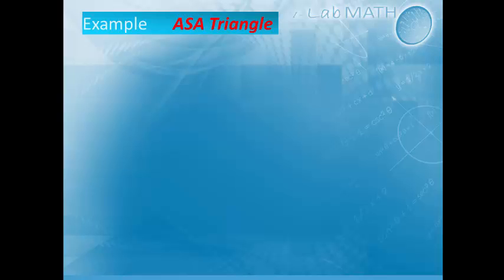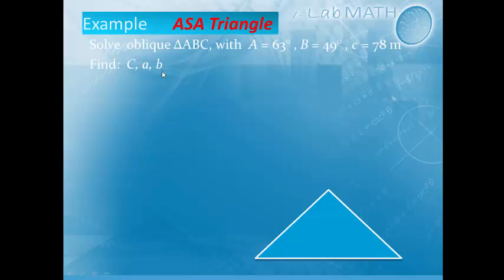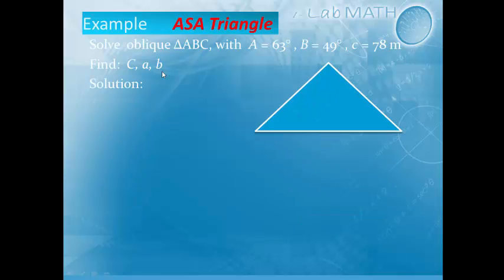Let us have another example, the ASA triangle. Solve the oblique triangle ABC with angle A equals 63 degrees, angle B is equal to 49 degrees, side c is equal to 78 meters. So another 3 unknown parts. We have angle C, sides a and b. So again, we have that triangle there.